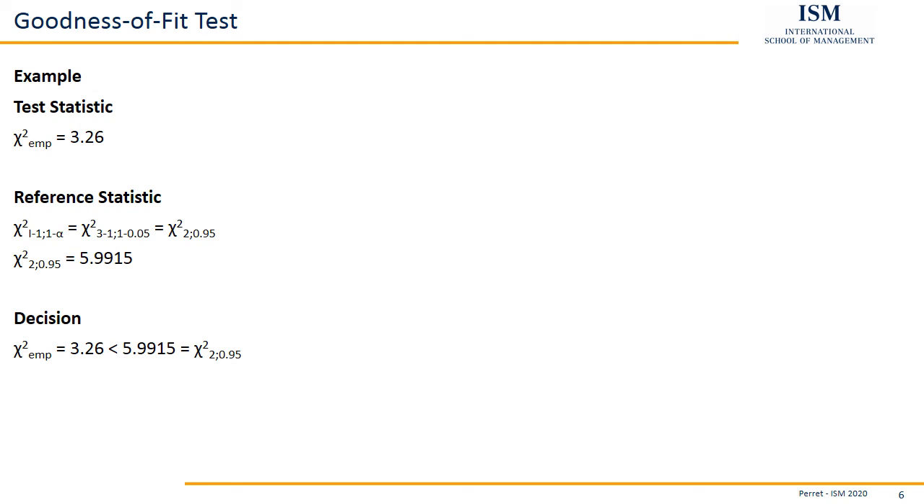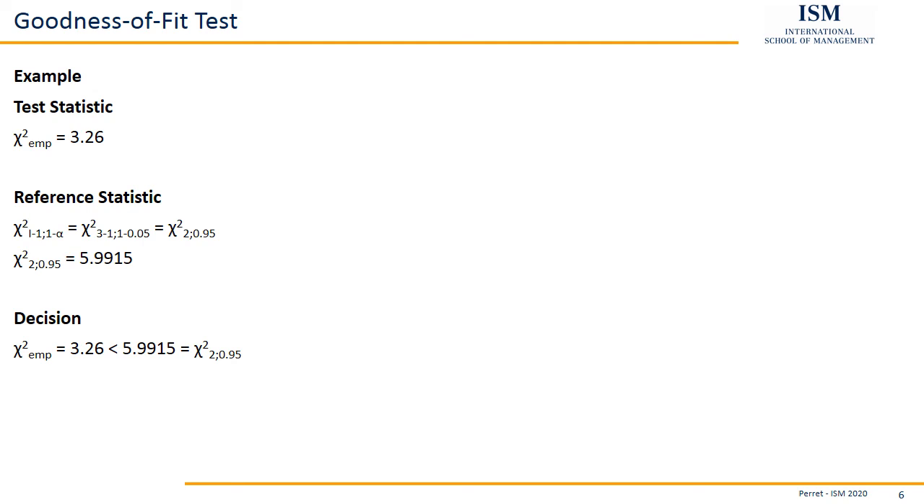So here we had this test statistic, chi-square empiric, 3.26. And then the next step we need a reference statistic. This is here, chi-squared, I minus 1, 1 minus alpha. Alpha was 5%. Well, we have 3 categories, so I is 3. So we get 2 degrees of freedom and for the other value 0.95. So we take our table, take a look, row 2 and column 0.95, leading here to a reference statistic of 5.9915.